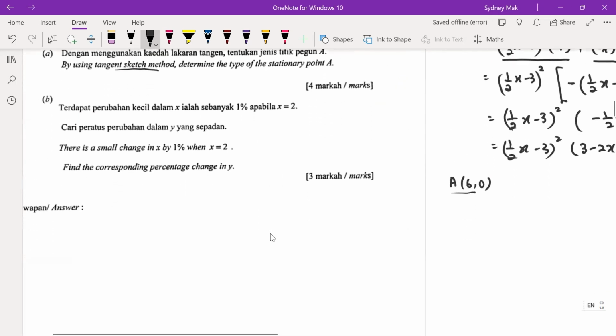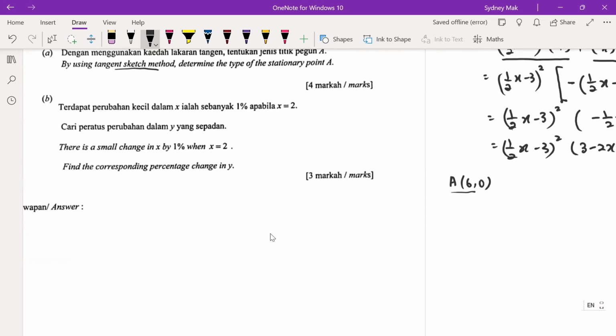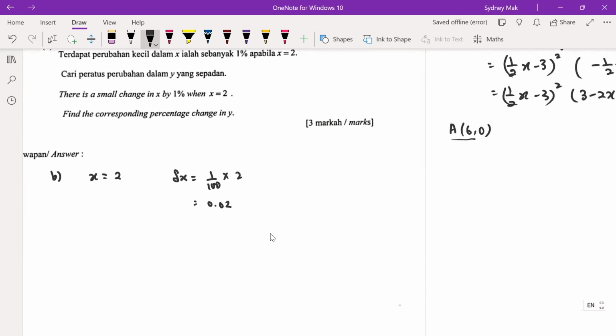Now, as for part B, there is a small change in x by 1% when x equals 2. So when x equals 2, the change is 1%. So the small change is 1% of the value of 2. Therefore, it is 0.02. We just need to get the delta x here, because according to the small changes application, we know that delta y over delta x is approximately equivalent to dy/dx.